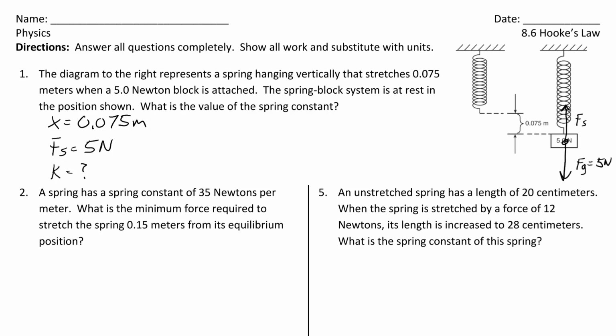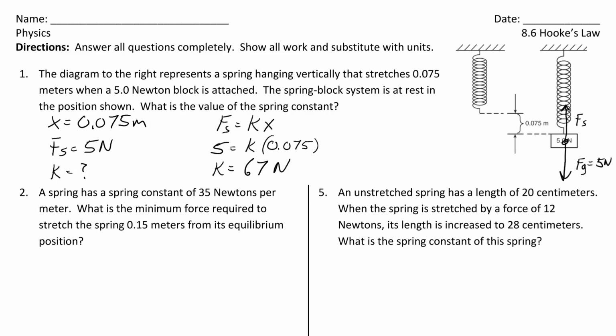And we have this nice equation. Hooke's law says Fs is equal to Kx. The force in a spring is equal to the spring constant times the distance it's stretched or compressed. So 5 is equal to K times 0.075. And you do the division. The spring constant is about 67 newtons, 66.7.